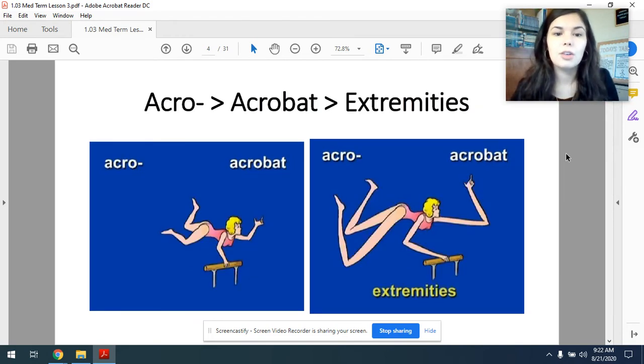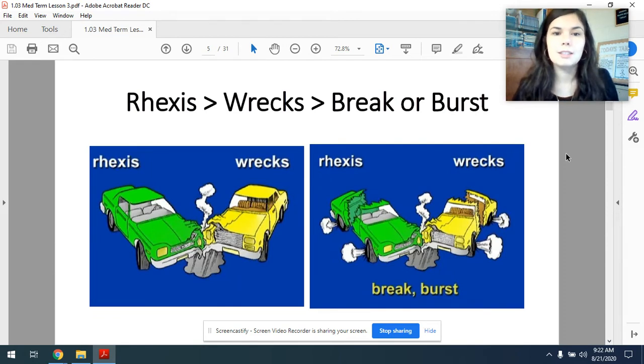Next, we have acro. We see an acrobat here. And then in the next image, their arms and legs got really long. Acro, acrobat, extremities. Extremities is another word for your arms and your legs. Next, we have rexis. Rexis sounds like Rex, like two cars collided into a wreck. Rexis, Rex, means to break or burst. So if you were to get into a wreck, things would be breaking or bursting. Rexis, wreck, break or burst.